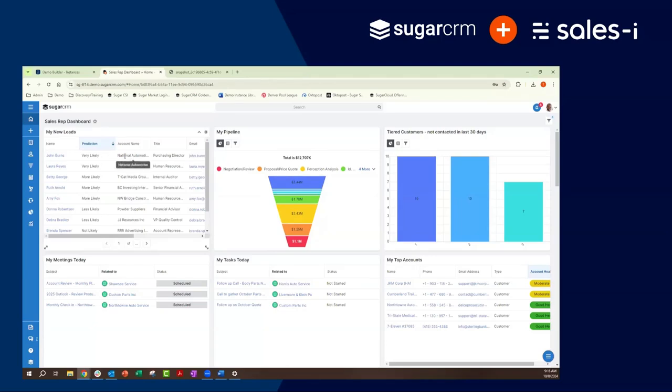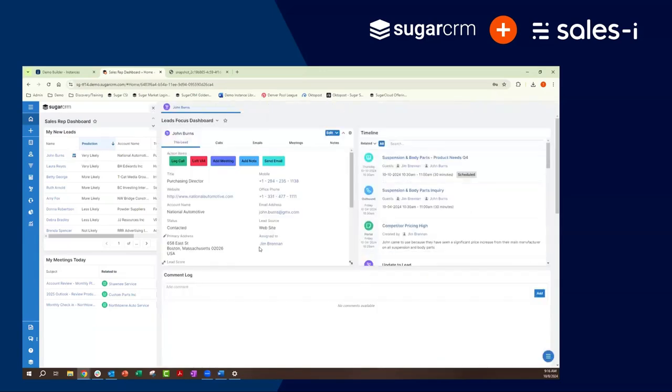I can see the account name I'm working with, which is National Automotive, and I can see he is the purchasing director. Now, using my focus drawer again, I want to get a preview into all the soft information I have on John. So I have all the contact information. I can see where he came in through the lead source, website.